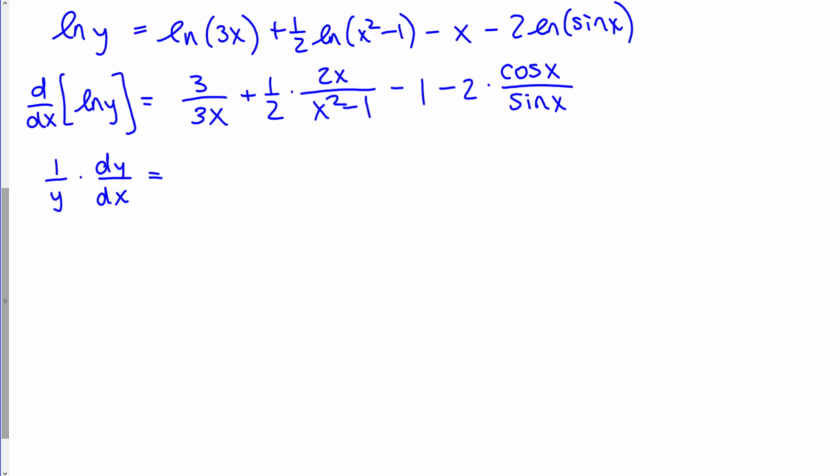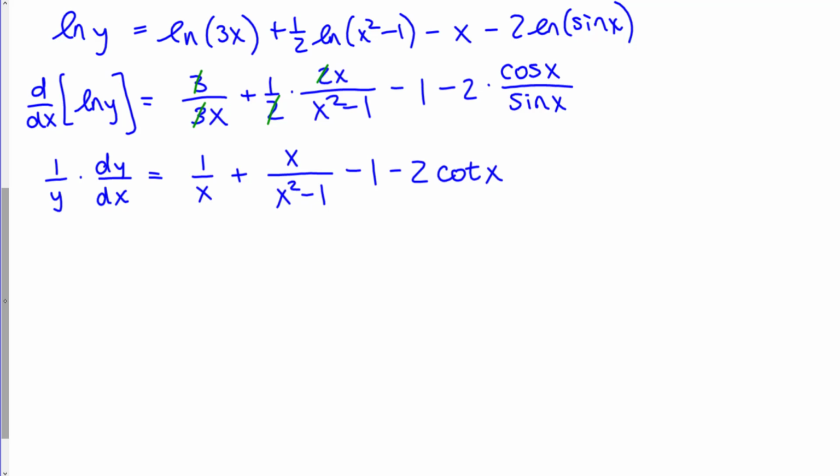Now, this is all going to basically stay the same. I'm going to make a couple of quick simplifications. Like for instance, 3 over 3 I'm going to cancel, 2 and 2 I'm going to cancel. So this will be 1 over x plus x over x squared minus 1, minus 1, minus 2 cosine over sine, which is cotangent. So I'll make some simplifications there. Now at this point, all my differentiation is done. So as bad as that looked like it was going to be differential-wise, it wasn't all that bad.